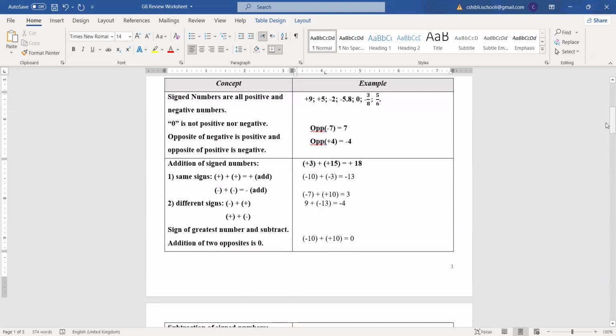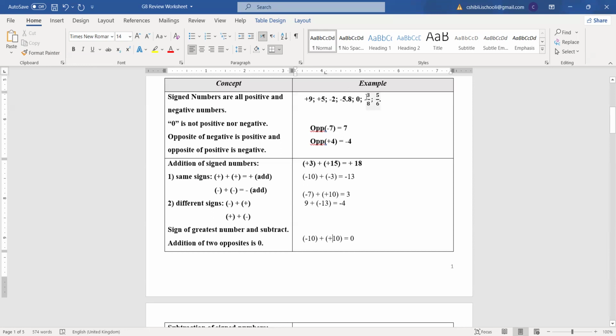Concept number 1 talks about signed numbers. Which numbers do we call signed numbers? Of course, signed numbers are all positive and negative numbers. A positive number always is preceded by a plus, for example, +9, +5. A negative number is preceded by a minus, -2, -5.8. As you can see here, 0 without a sign, of course. 0 is the only number which is not considered positive nor negative.